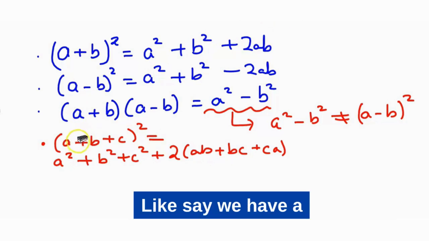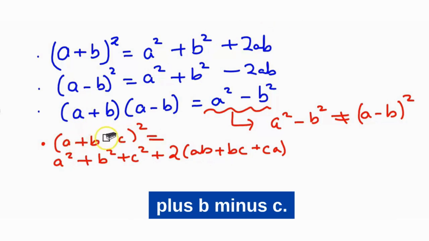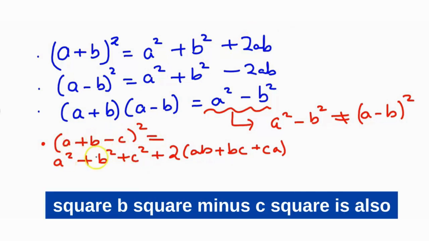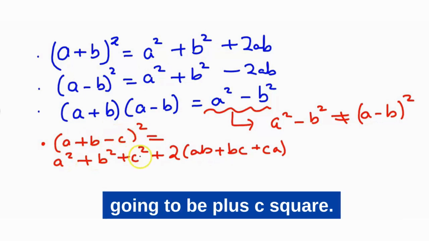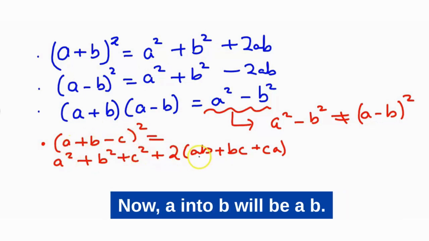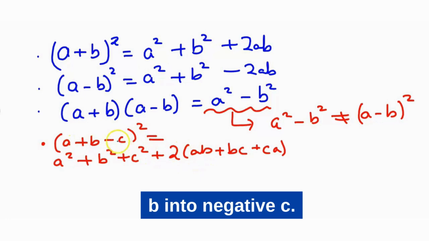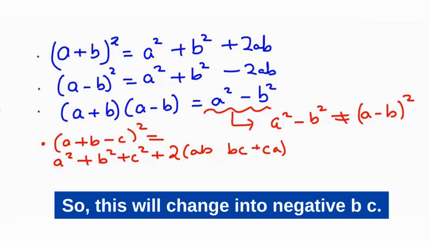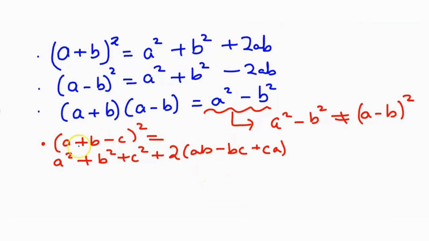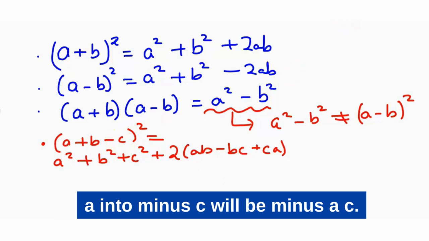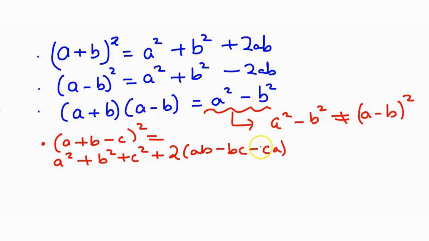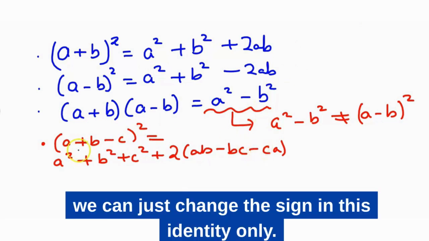Say we have a plus b minus c. In that case, a square, b square, and minus c square is also going to be plus c square. Now a into b will be ab, and b into negative c we have to consider the negative sign. So b into negative c will be minus bc, and a into minus c will be minus ac. So these will also become negative. Like this, we can just change the sign in this identity only.